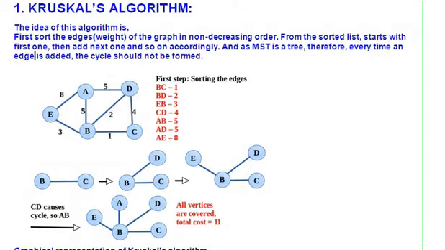Look at Kruskal's algorithm. First, sort the edges, the weights of the graph, in non-descending order, and from the sorted list, start with the first one. First one means the least one. Then add the next one and so on. Look at this.